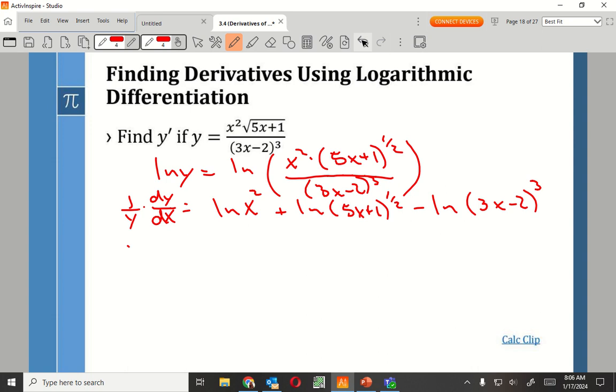What would my u be in this first one right here? What would the u be in this first one? X squared, right? So x squared. So u prime would be 2x. And then times the derivative of ln u, right? Which is? Not 2x. What's the derivative of ln u? 1 over u, or 1 over x squared, right?